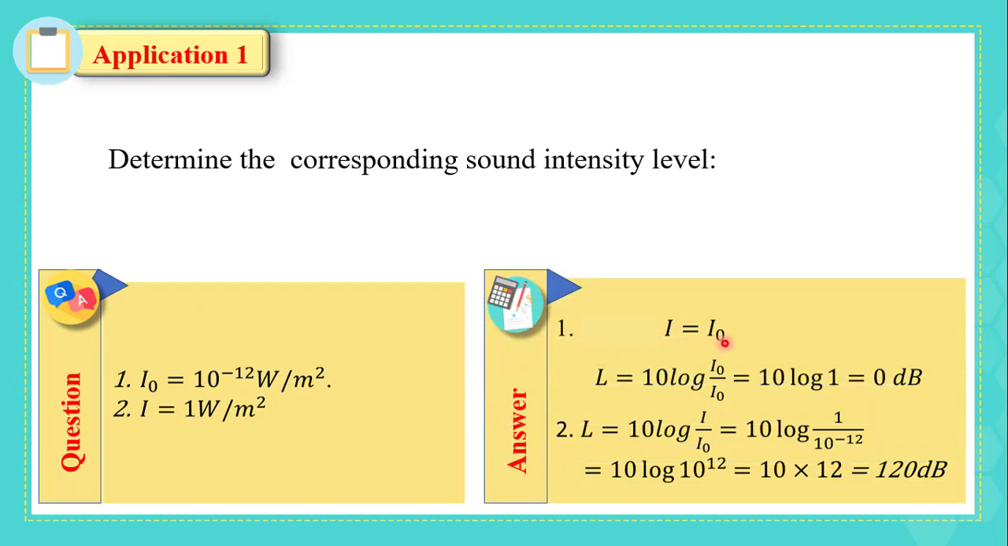So for I equal to I0, we can replace I by I0 in the formula L equals 10 log I over I0 to get log 1, which is equal to 0, so L equals 0 decibel. For I equal to 1 watt per meter squared, we just replace I by 1 and I0 by its value 10 exponent minus 12 to get that L equals 120 decibel.